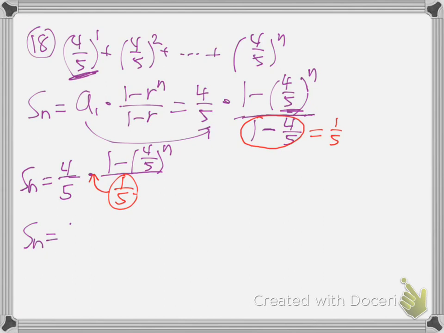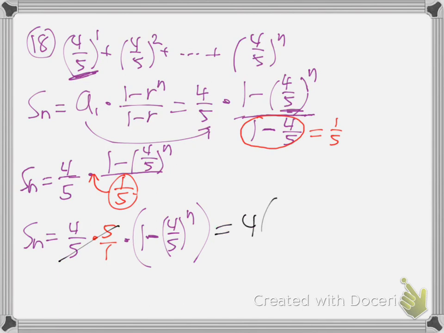So S sub n will be 4/5 times 5 over 1 times 1 minus 4/5 to the n. And so then those 5s will cancel, won't they? And this is just 4. 4 distributes to the 1. Oh, we'll just leave it. They just want us to leave it, although you're right, we could do that in general. I think this is the look they want.